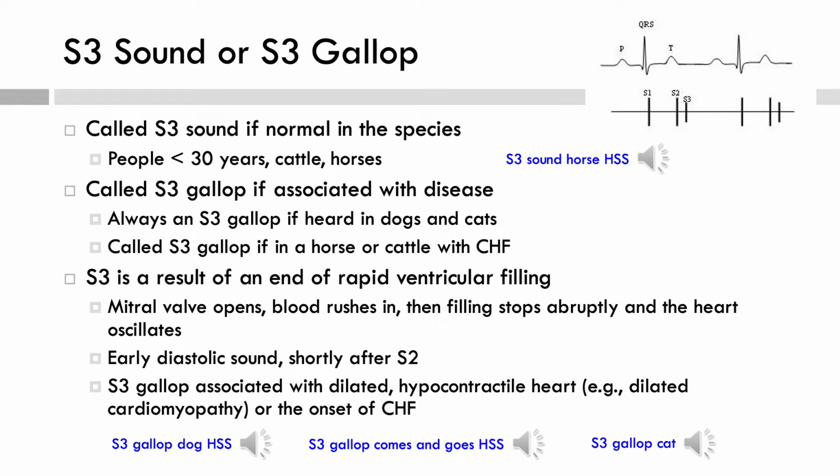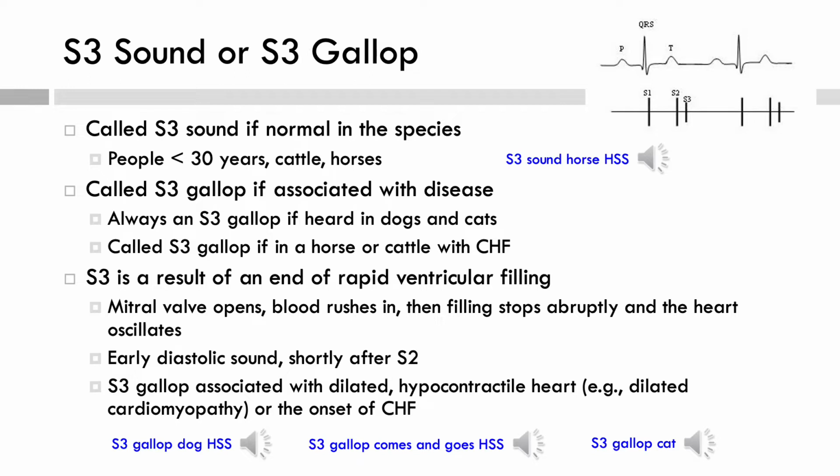An S3 sound or S3 gallop occurs in early diastole, shortly after the second heart sound. It's a result of blood flowing very quickly into the ventricle and then the ventricle oscillating. If S3 is heard and is thought to be normal, as might be heard in people, cattle, and horses, it's often referred to as an S3 sound. When S3 is pronounced or thought to be associated with disease, it's called an S3 gallop.